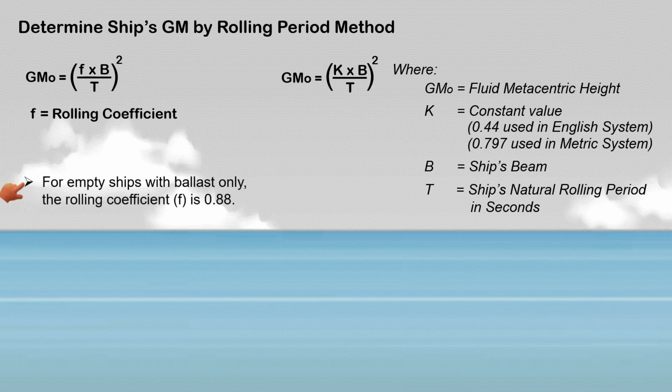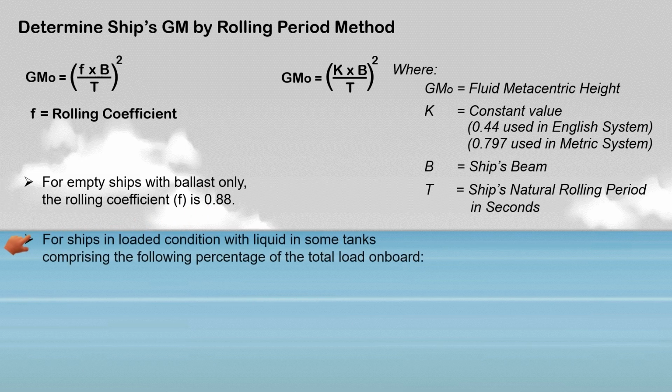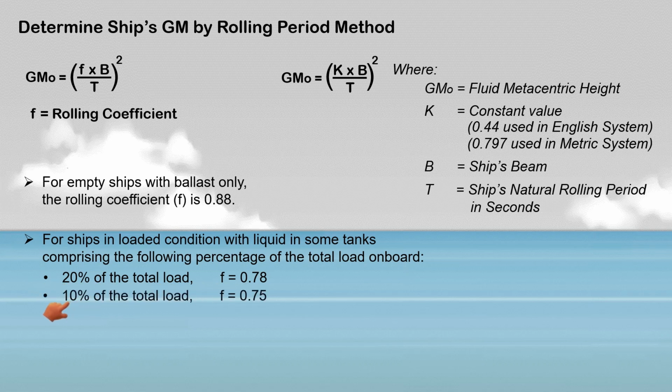For empty ships with ballast only, the rolling coefficient is 0.88. For ships in loaded condition, with liquid in some tanks comprising the following percentage of the total load on board: with 20% of the total load, the rolling coefficient is 0.78. With 10% of the total load, the rolling coefficient is 0.75. With 5% of the total load, the rolling coefficient is 0.73. Again, these values may vary depending on the ship's type and loaded condition. Kindly check the ship's rolling coefficient table.